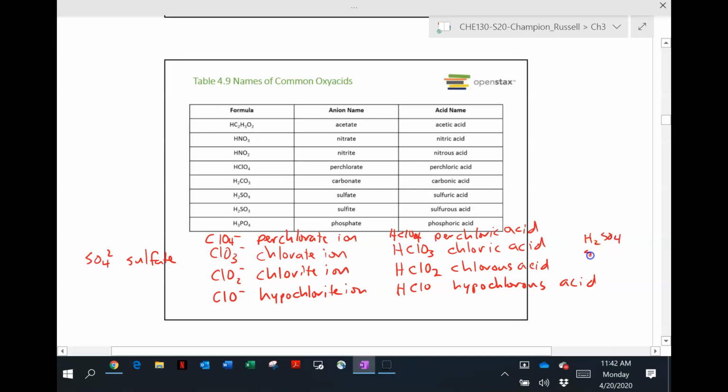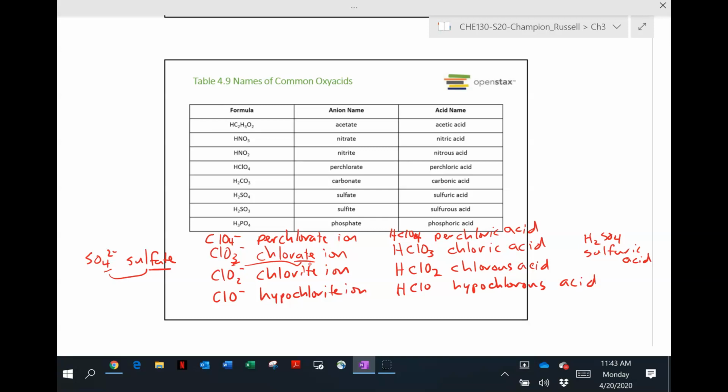I'm adding 2 because there's a 2 minus charge on the sulfate ion. So that tells me to add 2 H's. And in this case, 4 oxygens give me the ate. Here, 3 oxygens earn the ate value. So which gets called ate, which gets called ite, depends on the different polyatomic ion you're dealing with.